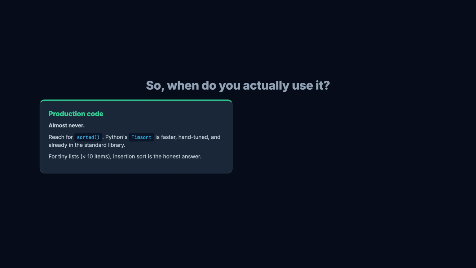So when do you use bubble sort? In production, almost never. Python's built-in sorted function uses timsort, which is faster and written by people who have spent decades polishing it. Use that. The only honest case for bubble sort is tiny lists where the overhead of a smarter algorithm is not worth it: 10 items or fewer. Even then, a good programmer would reach for insertion sort instead.